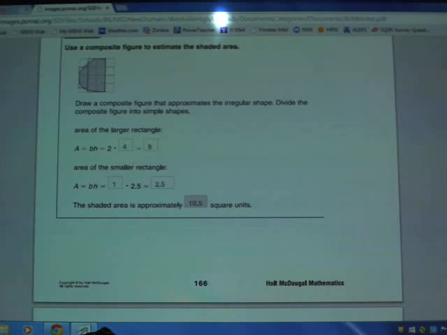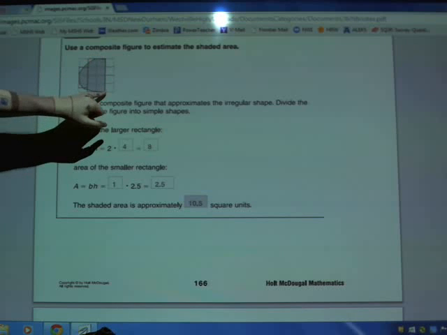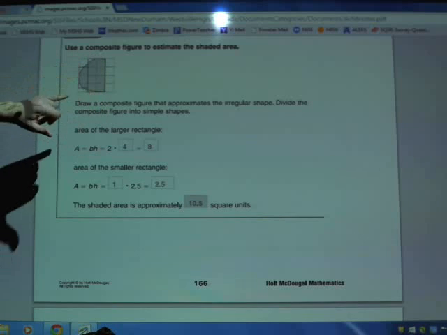Now what's nice about this one is that that composite figure is laid on top of grid boxes, so we can kind of figure out from the grid boxes what the area should be about. As you can see here on the illustration that's on the screen, they've chopped this up into approximating it with some rectangles. They're saying this is about a 2 by 4 rectangle.